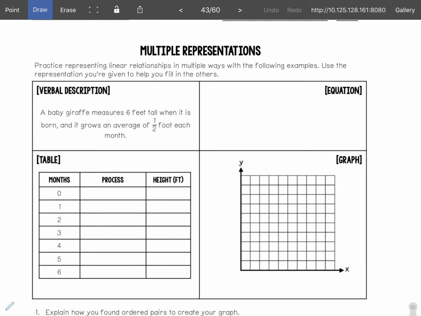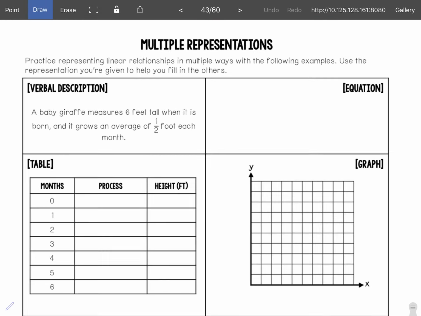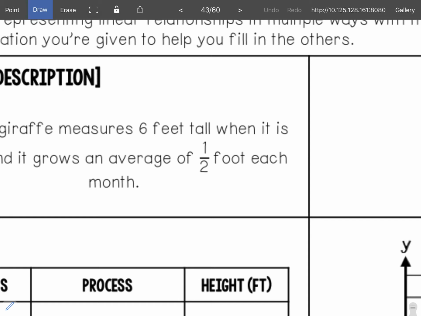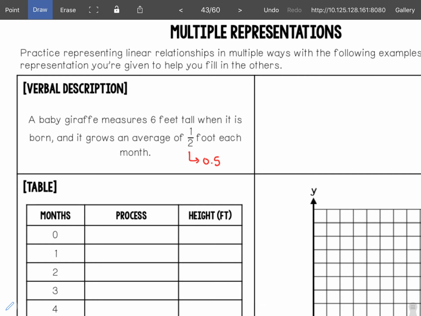Just for purposes in a little bit, if we wanted to look at 1/2 as a decimal, we could also look at that as 0.5, which is the same thing. So 1/2 or 0.5. We know when this giraffe is born, it's going to be 6 feet tall. It makes sense that they would be born 6 feet tall, and then every month they're going to grow 1/2 foot more.